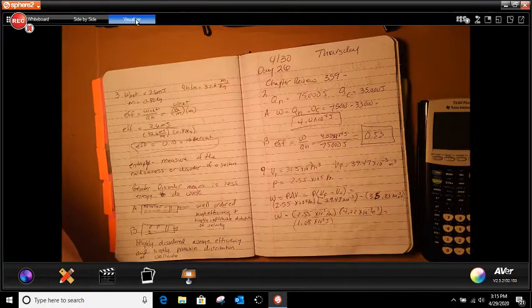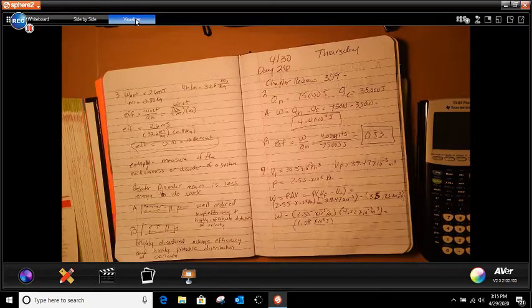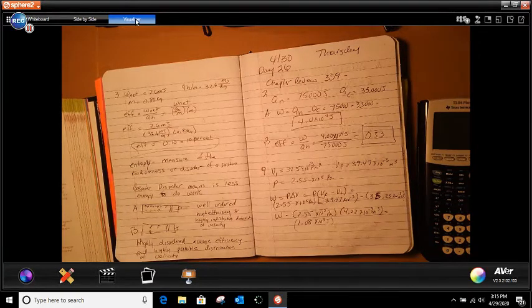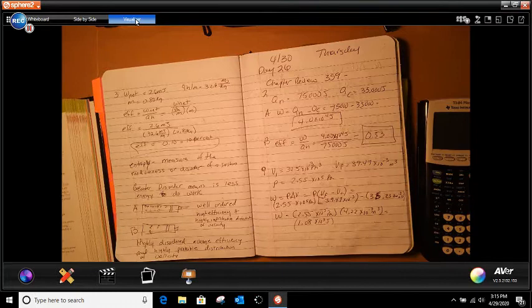What I'm doing is I'm only doing a couple of them. I'm not doing all of them from the book. I'm just doing the ones with the math. So I'm going to turn to page 359, and we're going to go over these problems. We're going to start with question number 2.